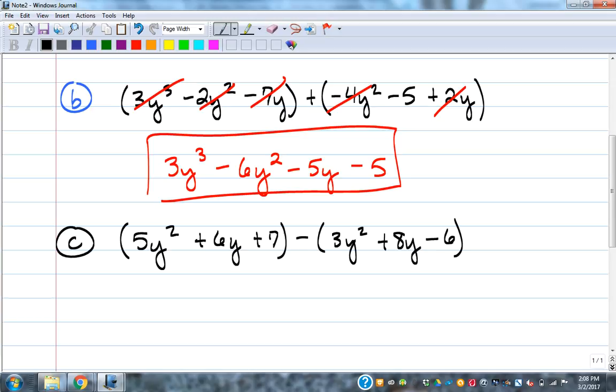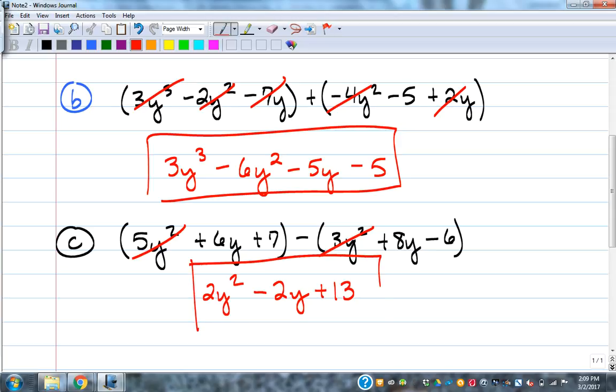So, like terms again, same rule. 5y squared minus 3y squared, which is 2y squared. Those are done. 6y minus 8y is negative 2y. 7 minus negative 6 is plus 13. That's where that subtracting a negative, leave change opposite, comes in.